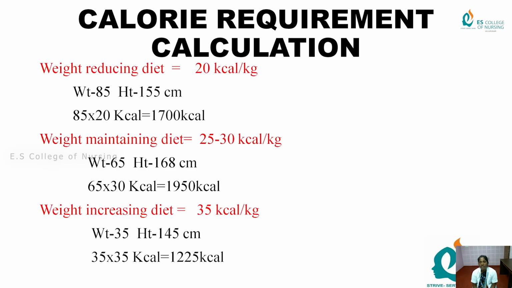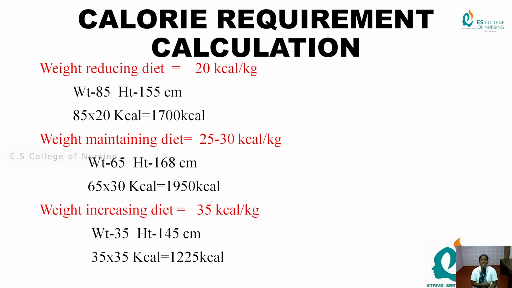Okay, so we'll see some examples. Weight reducing diet: the person weighs 85 kg, height 155 centimeter. If they want to reduce their weight, as I already told, for an adult they have to do height minus 100. It is 155 minus 100. How much does it come to? They should weigh 55 only. I mean to say, the height is 155 centimeter, and the person should weigh only 55 kg. But the person is weighing 85. So he has to go ahead with the weight reducing diet. 85 into 20 kilocalorie, 1700 kilocalorie he has to take per day.